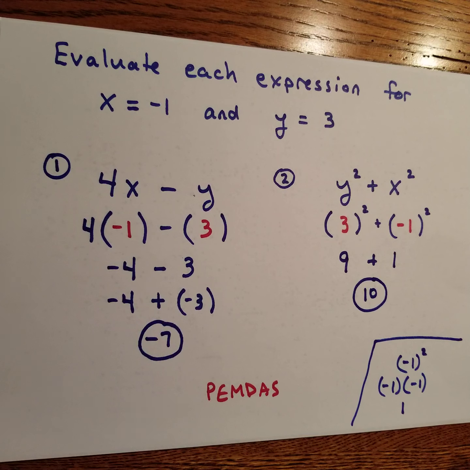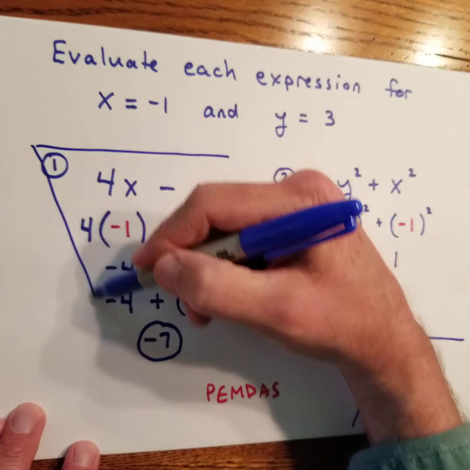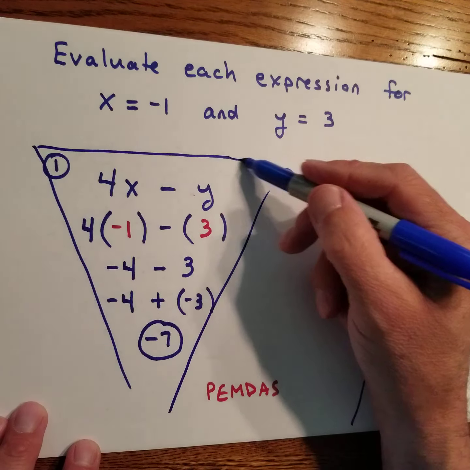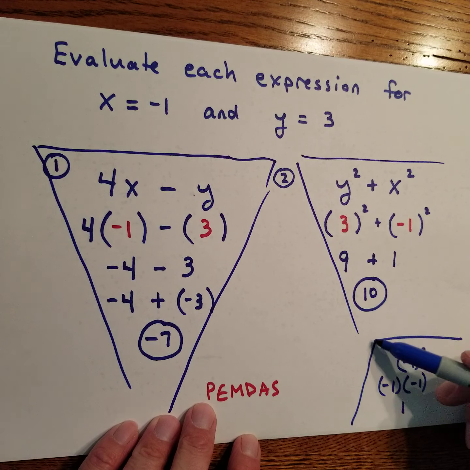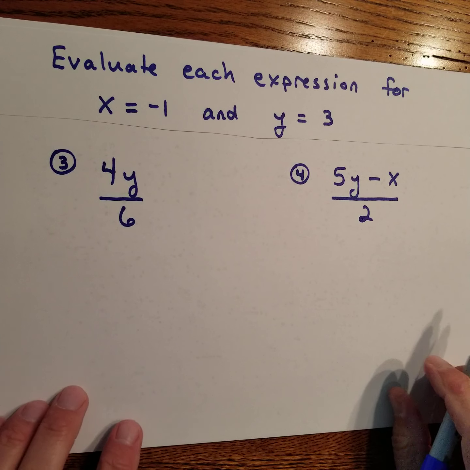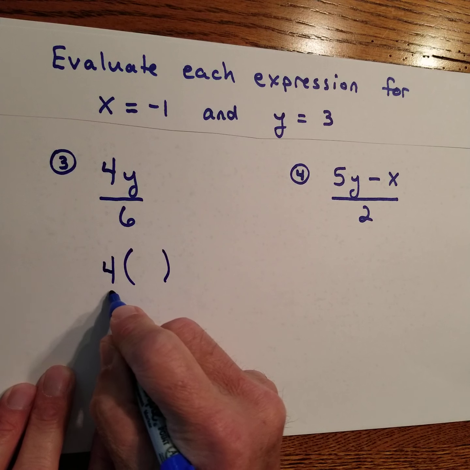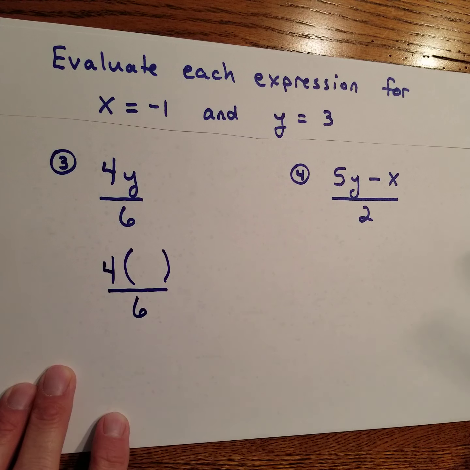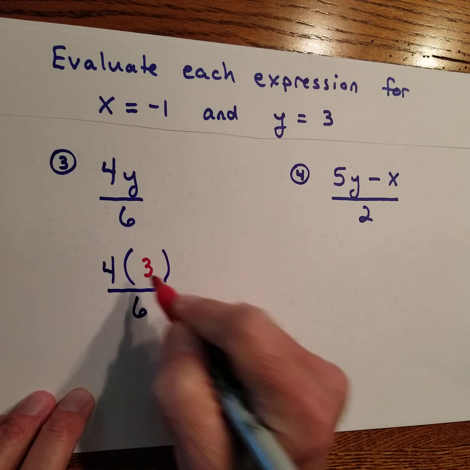This is exactly the way I want you to show your work. Write the problem down. Fill in for x and y. If you can get your work to show up in this nice triangular form with no equal signs, that's the best. I'll rewrite number 3 as 4y over 6. And then plug in for y. Y is 3.